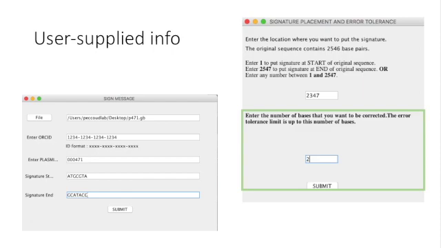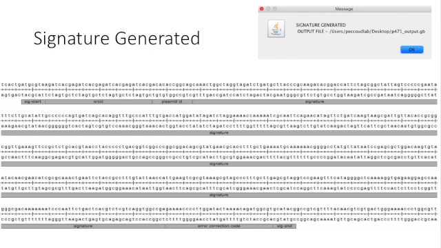The user specifies the number of errors they want to tolerate because the length of the error correction code increases depending on the number of errors that can be detected. Once the signature is generated, the output looks something like this.